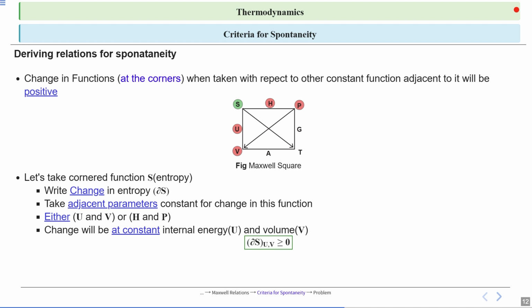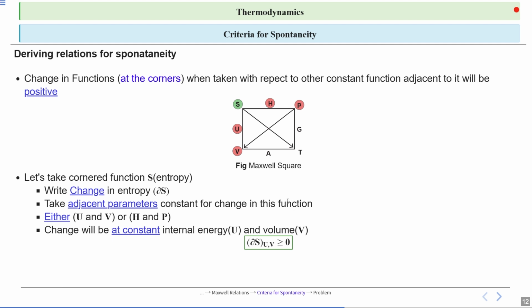Let us consider it for the U and V. So how do we write it? We have dS at the corner. We will take the differential, and on the adjacent side we have U and V. So we take internal energy and volume as constant, and the corner term should be greater than 0. There are two terms with respect to which we can take spontaneity. First are the corner terms, and second are the middle terms. So with respect to the corner term, we always put it as greater than or equal to 0. We have taken the adjacent variables, which are U and V, and keeping them constant and differentiating with S, we are getting it as greater than 0. So this is the first criterion that we get for spontaneity.